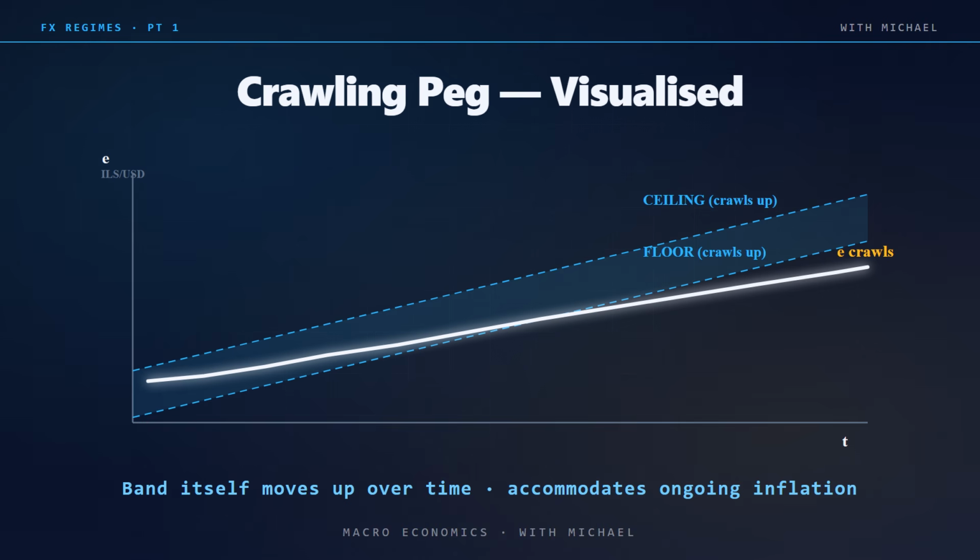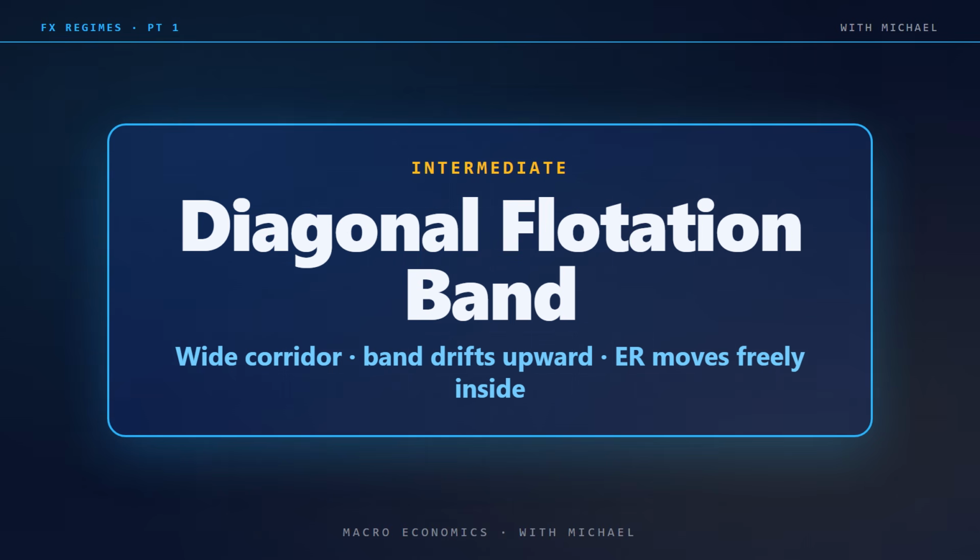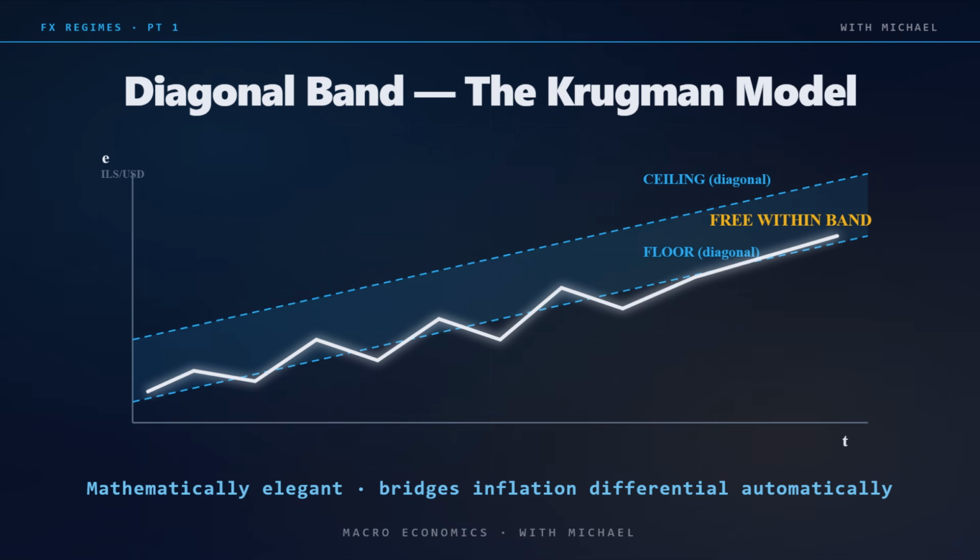By the 1970s, the world entered a turbulent era. The Bretton Woods system collapsed in 1971. Oil prices quadrupled. Stagflation hit. Israel, like many countries, struggled to maintain its peg. Inflation soared. The central bank found itself constantly devaluing the currency, in what economists call induced devaluations. Devaluations forced by domestic price increases that made the fixed rate impossible to defend.